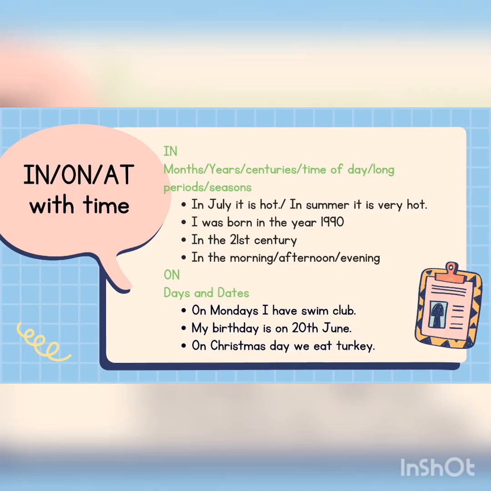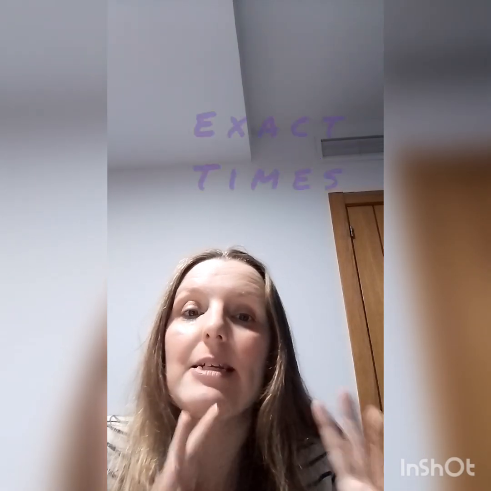So, here's a recap with in and on. In, as we said, for months, years, centuries. So, in July it's hot. In the 21st century, and on with specific days and dates. Okay, let's look at at. At we use for mainly exact time.